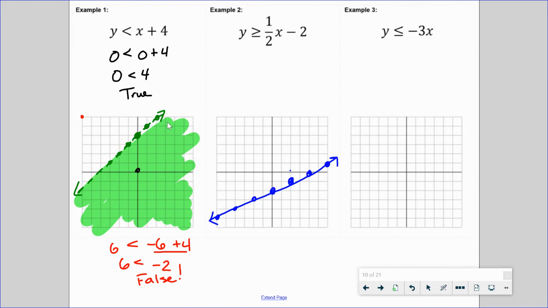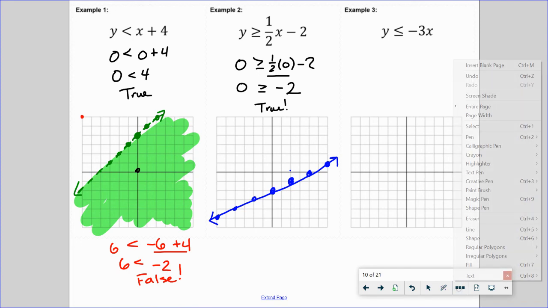And now I'm going to check. I'm going to check 0, 0 again. Let's substitute 0 in for y and 0 in for x. Half of 0 is 0, minus 2. Aha, this appears to be a true statement. Let me check it first, shall we? Let's check a point. So 0, 0 works.